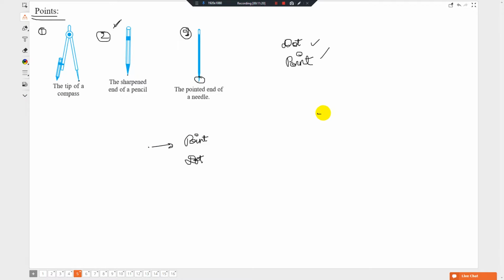And this thing, what is it having? What is it not having? It doesn't have length, right? It will not have breadth and height. So it doesn't have length, breadth, and height. What is its feature? It's very small, right?